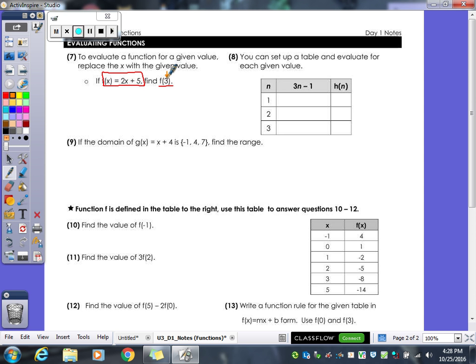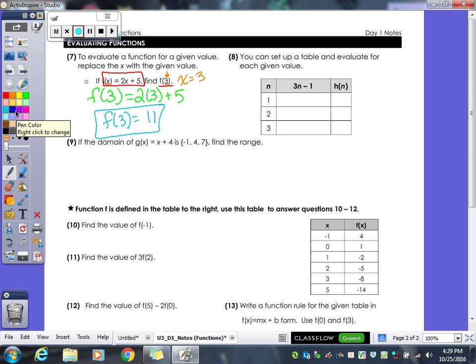Now what we have to keep in mind is normally we have an x right here in the parentheses. If you look over here, we have an x. Over here we have a 3. So what that's telling us is we're looking for when x is 3. So that's telling us to plug a 3 in for x of our function. So instead of f of x, it's going to be f of 3 equals 2 times 3 plus 5. If I go through and figure that out, 2 times 3 is 6. 6 plus 5 is 11. So f of 3 equals 11.